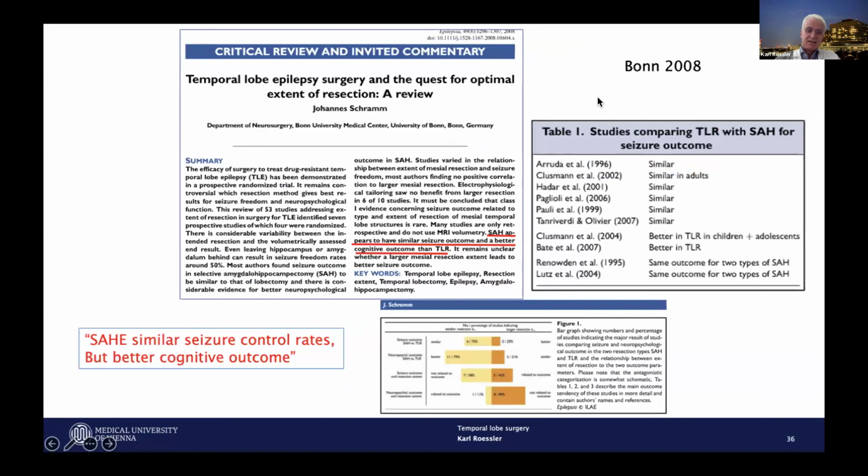neuropsychological outcome. And many epilepsy surgeons in Europe are more or less pupils of Johannes Schramm in Bonn. And what Schramm stated in his papers, together with his neuropsychologist, was that the selective amygdala hippocampectomy has similar seizure control and outcomes compared to temporal lobe resections. But in his series, he found that these patients had a better cognitive outcome.